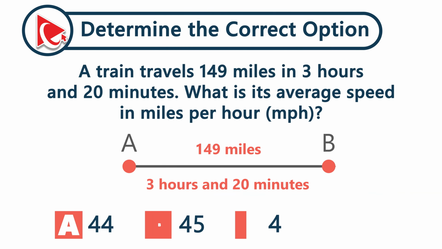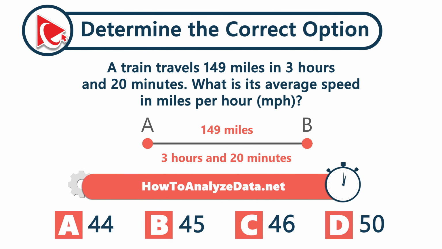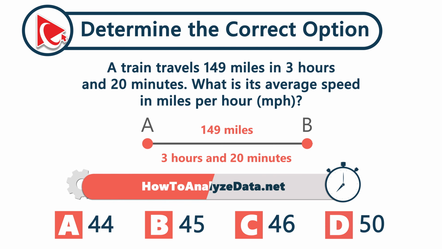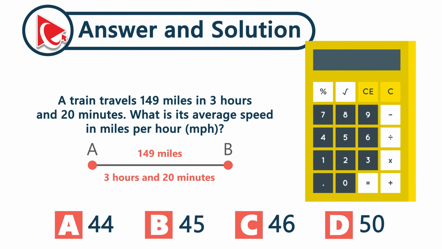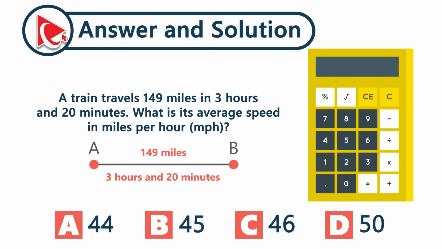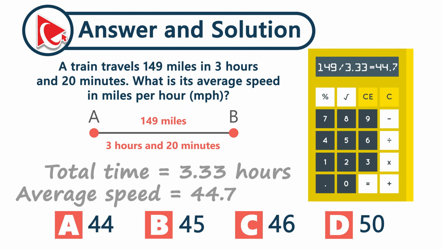A train travels 149 miles in 3 hours and 20 minutes. What is the average speed in miles per hour? A, 44, B, 45, C, 46, or D, 50 miles per hour? To find the average speed, divide the total distance, 149 miles, by the total time in hours. 3 plus 20 divided by 60 equals 3.33 hours, giving approximately 44.7 miles per hour. The correct answer here is choice B, 45 miles per hour.